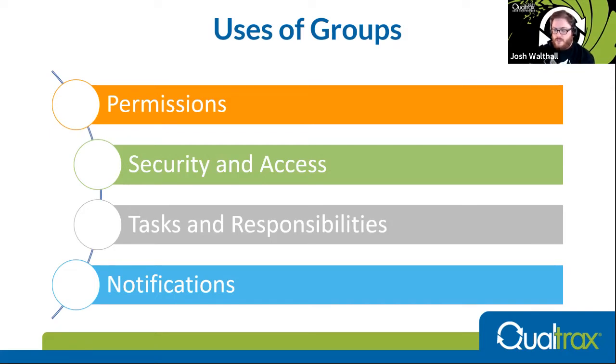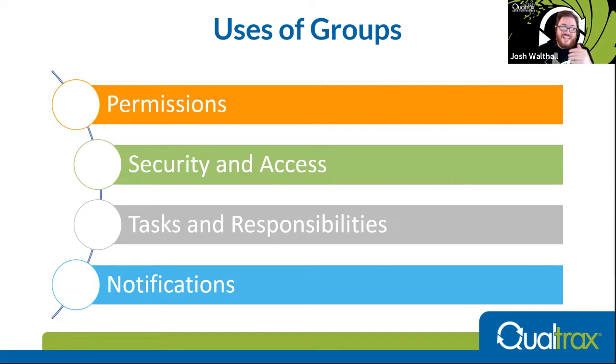The next category of item that you can use groups for is security and access. With this, I'm talking about document, view, and edit security, access to workflow instances, things like that. The next category is tasks and responsibilities. This one is a fairly broad category, and it can include things like workflow steps that someone is responsible for, tests that they need to take, or even document review, for example. And then the last category of uses of groups in Qualtrax is notifications. So, notifications that get sent out to your users, you can have them be sent to groups if you need to, which we do recommend doing.